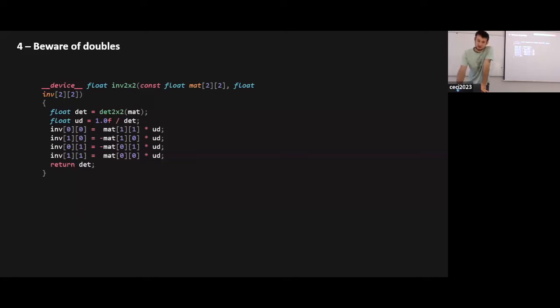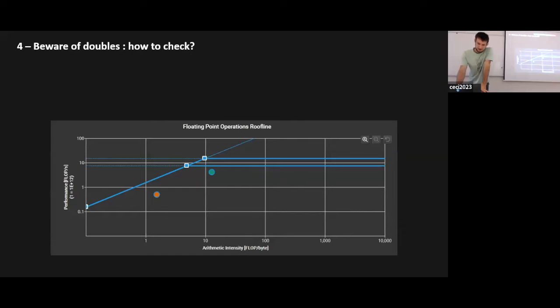I mean, solutions exist. And how do you know that you are doing double operations? Well, two ideas, two cues. Here you have the roofline chart at the top of the NCU profiler, and you see two dots. So did you explain how to read this chart, or should I say? Okay, so let me take some time to explain what this is.